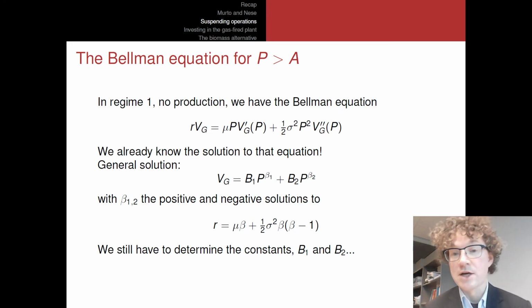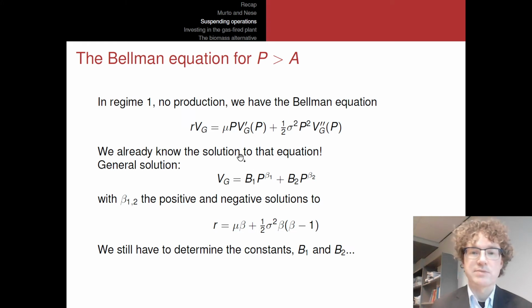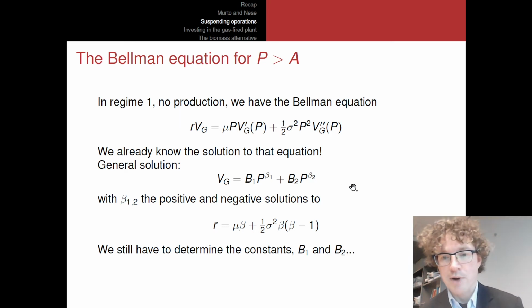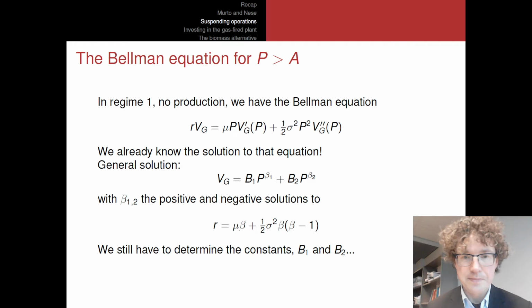So we know what the general solution here is. It was the sum of these power functions, right? With arbitrary coefficients b1 and b2. And we still need to figure out what these b1 and b2 are later. And these beta 1 and beta 2, of course, are again these positive and negative powers that we know. So this is the solution to the Bellman equation in this regime where we're not producing, where P, the price of gas, is above the price of electricity.